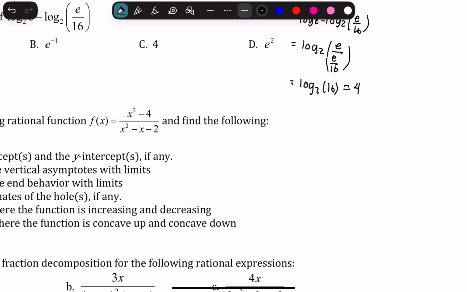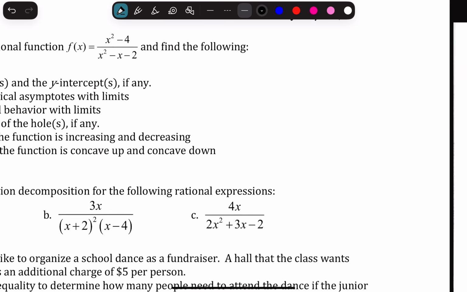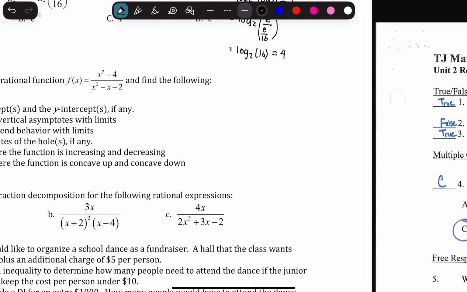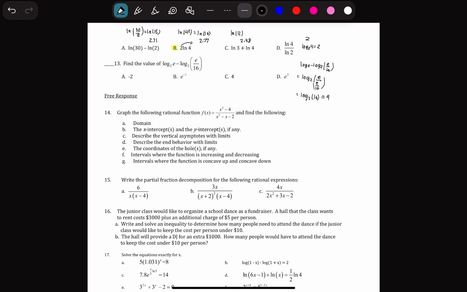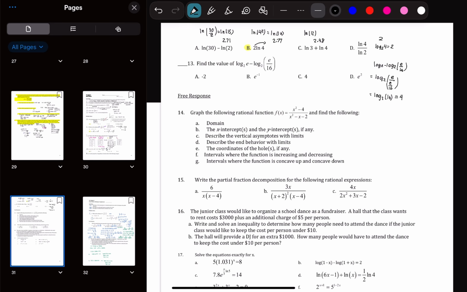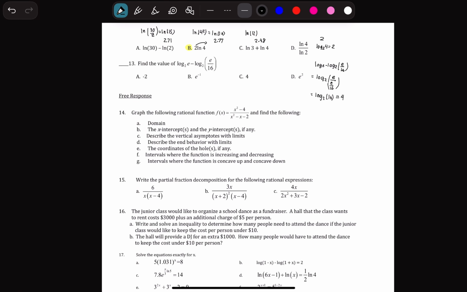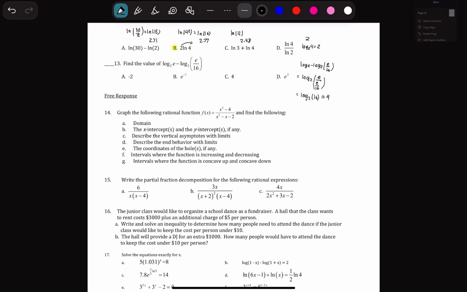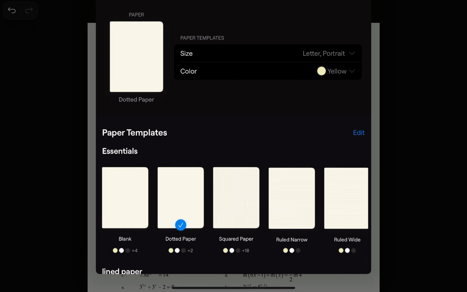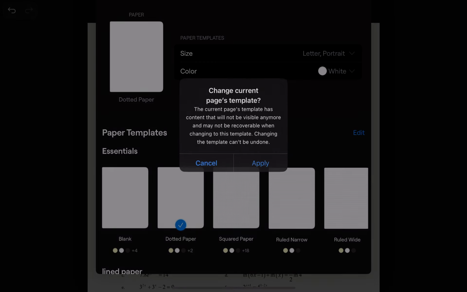So now we're going to analyze this rational function. We can just do this by adding another page. Then we'll change the template to something else. Okay.